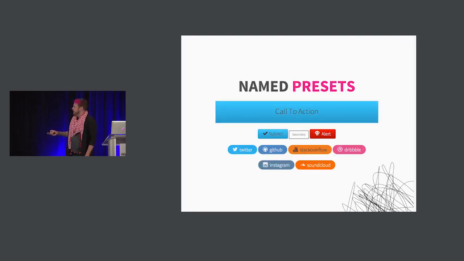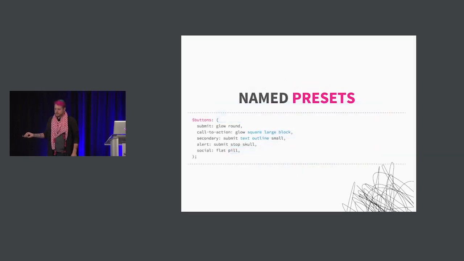All right. So let's name some presets. These are call to action, and then I have a submit, a secondary, an alert, and a whole list of social icons. So I'm going to name some presets like this using another map, because I map all the things. We have a submit, we have the call to action, we have secondary, alert, and social. And within each one, we say what are the button settings that we want for that one.